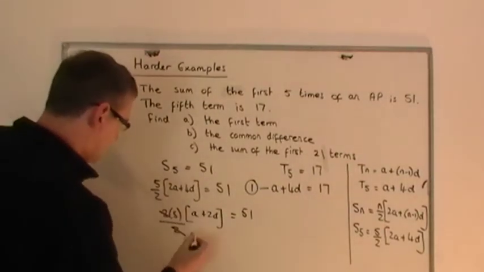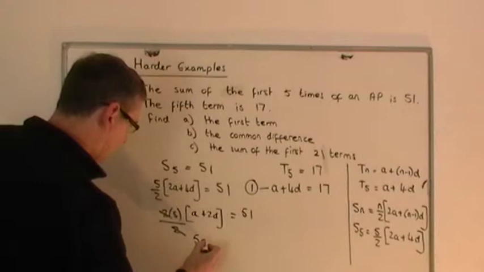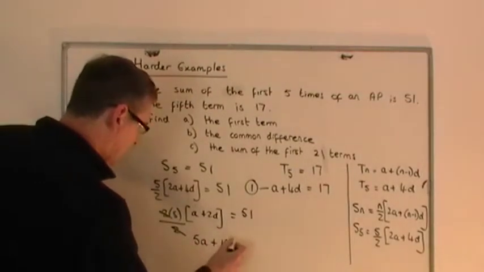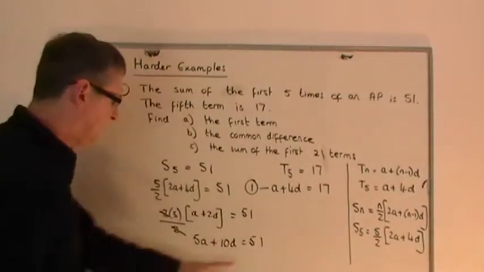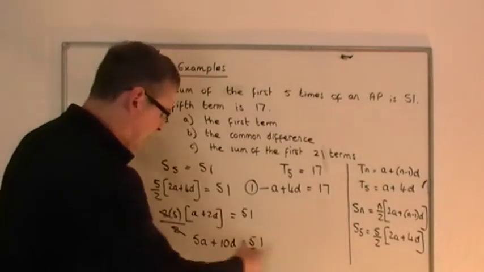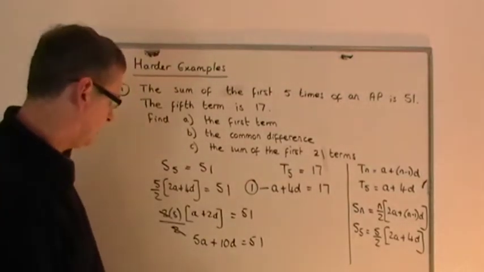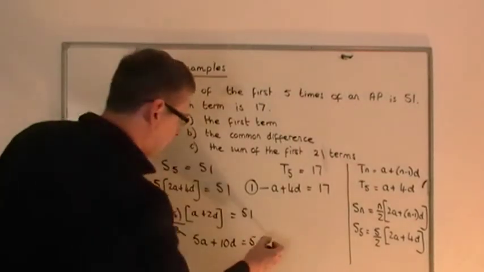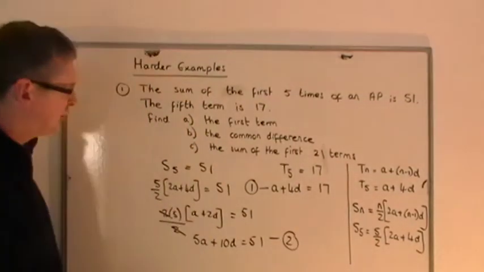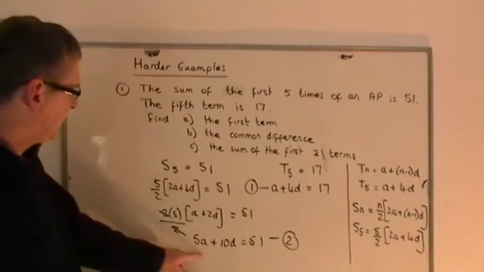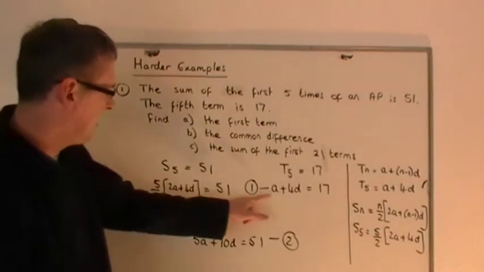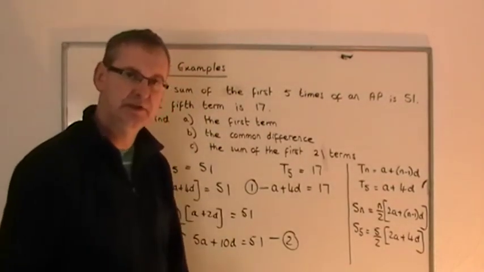Well, I would probably suggest you multiply out: 5a plus 10d then is equal to 51. 51's an awkward number, so you can't simplify it by dividing through by something. It's not going to work. Okay, so that's equation 2. So we've got 2 equations with the same values a and d in each. We can now solve them simultaneously.